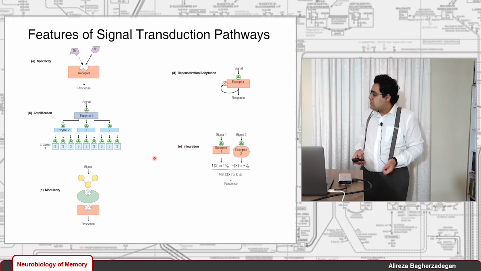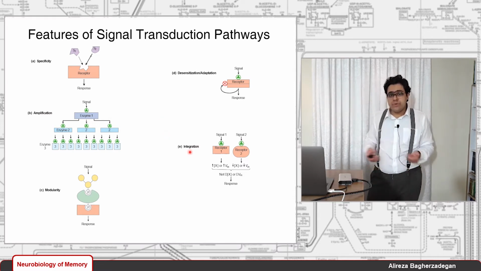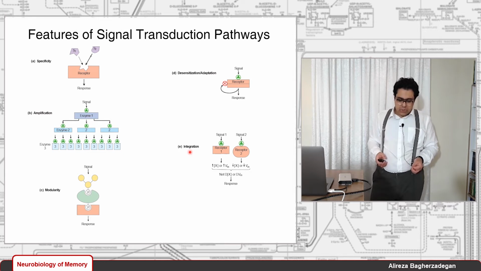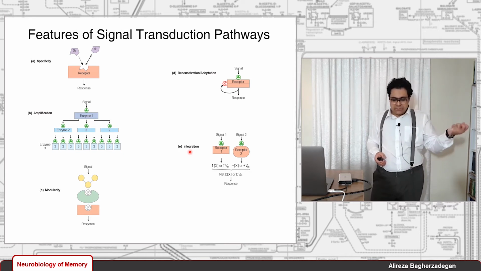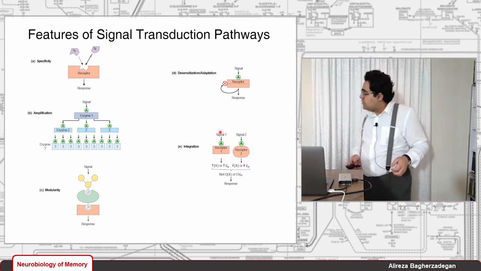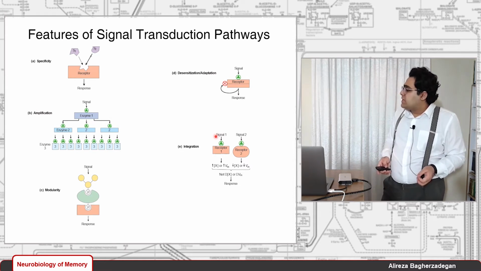The last common feature of signal transduction pathways is the integration of 2 or 3 or more signals. Again, I told you that a single cell may receive various types of signals. Obviously, each one of those signals is going to initiate its own signal transduction pathway in the cell. And those signal transduction pathways can sometimes interact with each other. But for example, look at this example. There's signal 1 received by receptor 1.